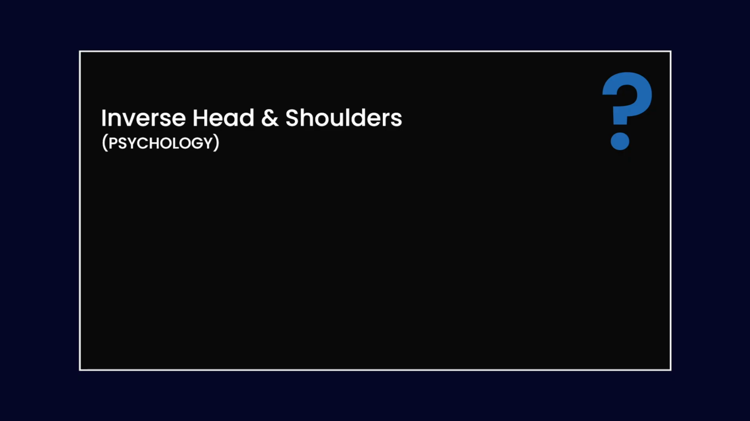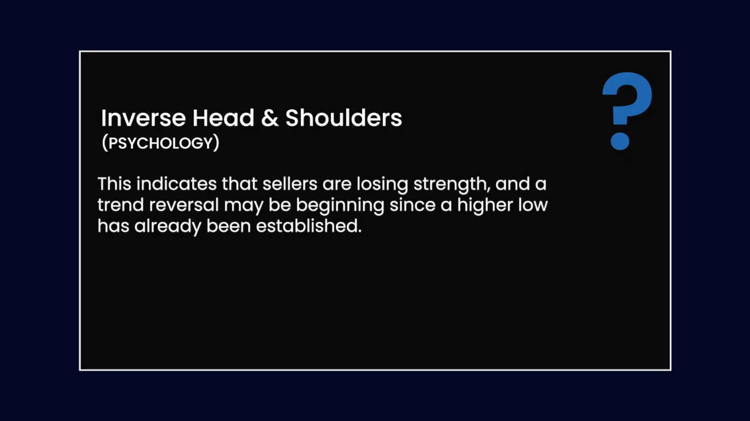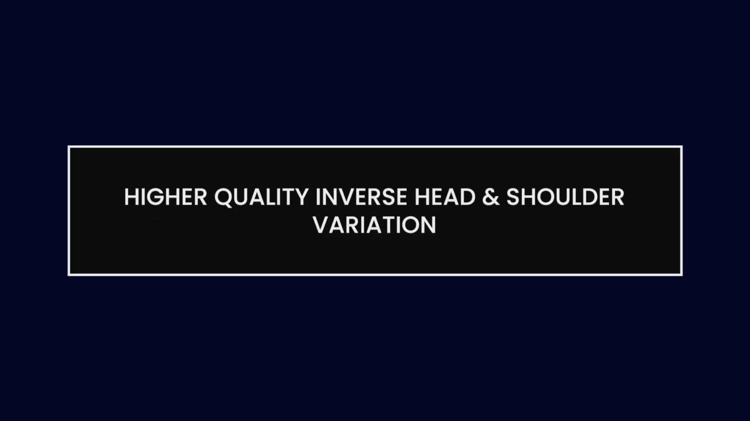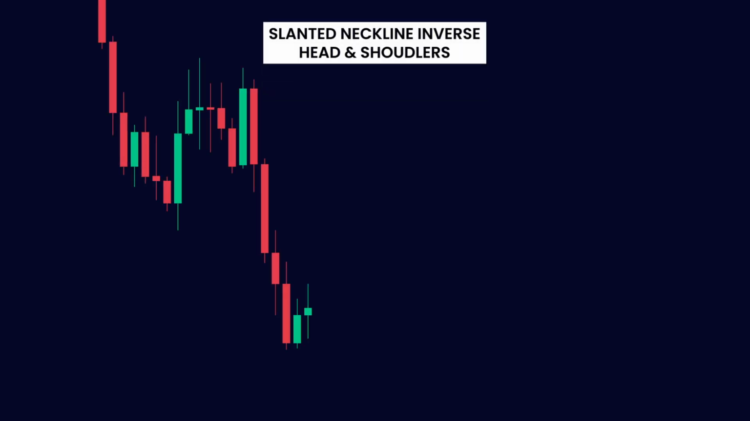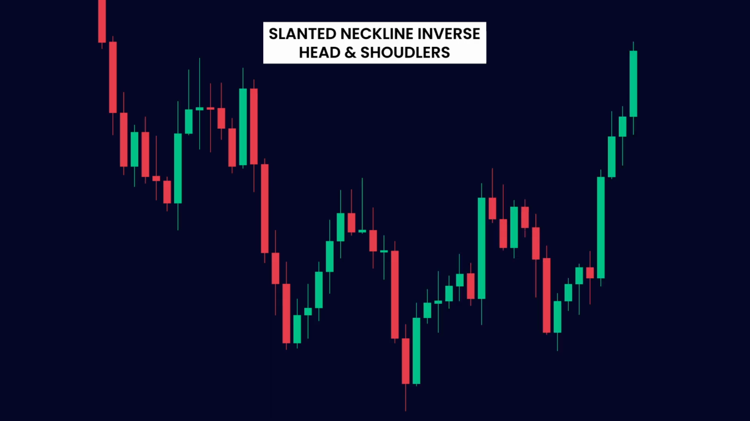This pattern suggests that sellers are losing control. A higher low often points to the start of a bullish reversal. Just like before, there's a higher quality version here too. The slanted neckline, inverse head and shoulders.